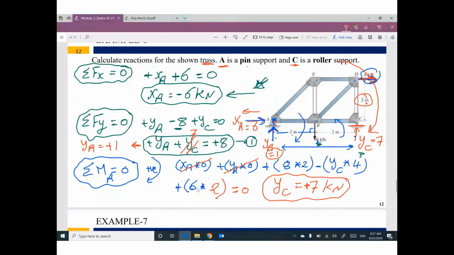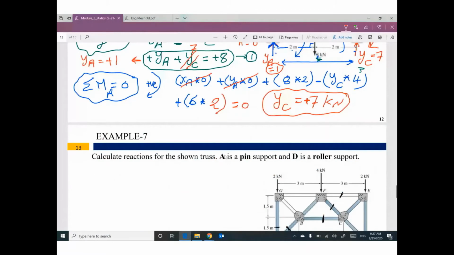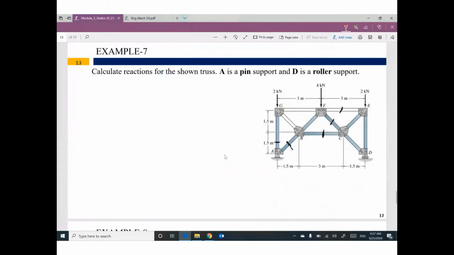Let me do one more example. We have a truss. I don't care what you have. A is a pin support. That means we have one vertical reaction YA and one horizontal reaction XA. I can assume any direction, left or right, up or down. Point D is a roller support. So we have one reaction perpendicular to this base. So we have YD.